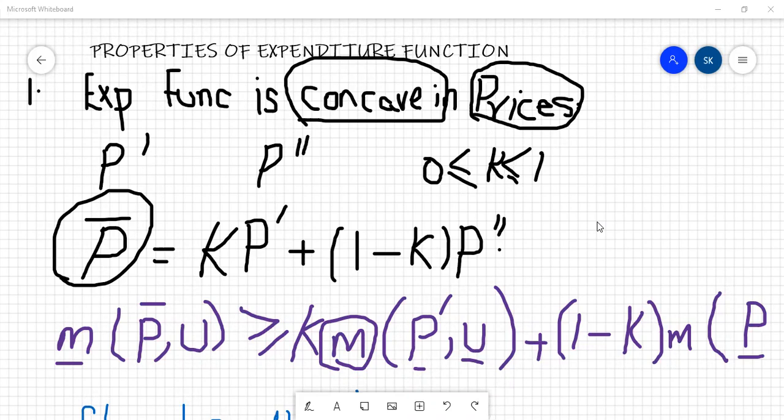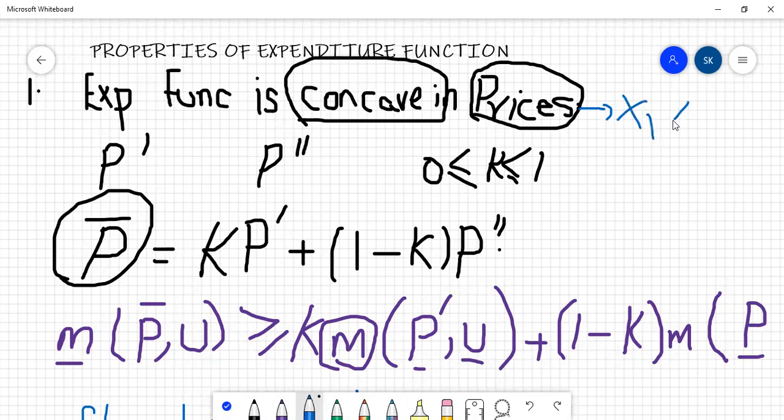The first property of the expenditure function is that it is concave in prices. Given the prices of the goods x1, x2 till xi, the expenditure function is concave in the prices of these goods. With reference to the goods it is not concave, but when we study its behavior with reference to the prices, then it is concave in the prices.